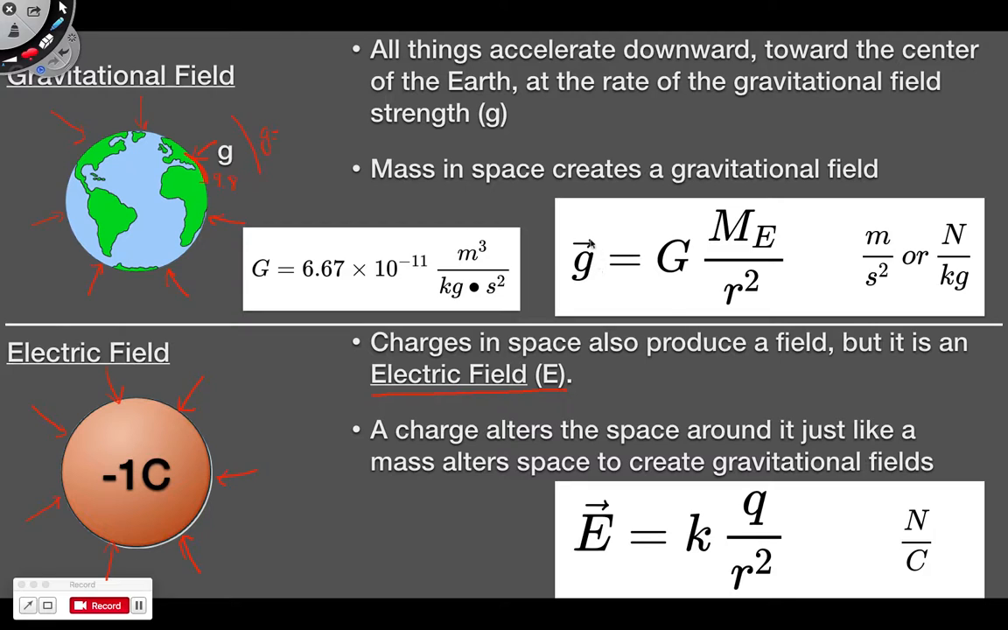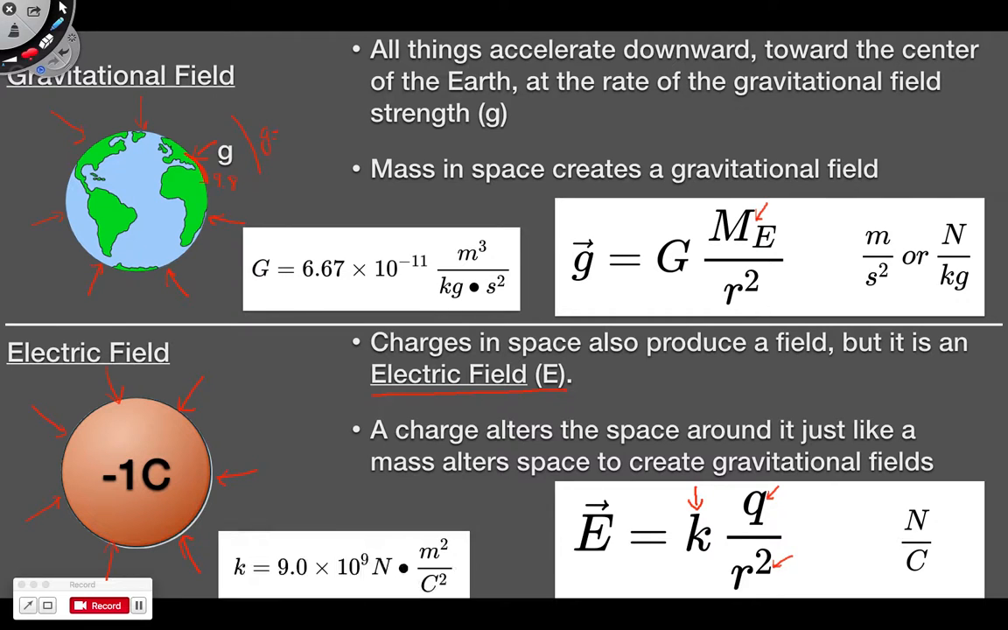Now, if you look at this, the gravitational field is big G times the mass of the Earth divided by its radius, the distance to the center of mass, squared. If I look at the electric field, this is a constant. This is the amount of charge, and this is also the distance squared. So constant versus constant, mass versus charge, and distance from the mass versus distance from the charge, squared. Same thing, right? The same setup.